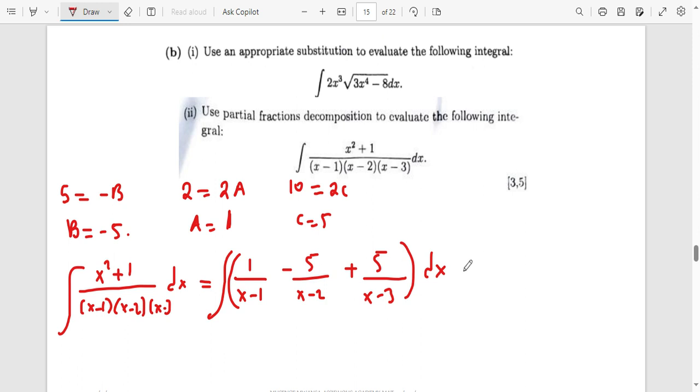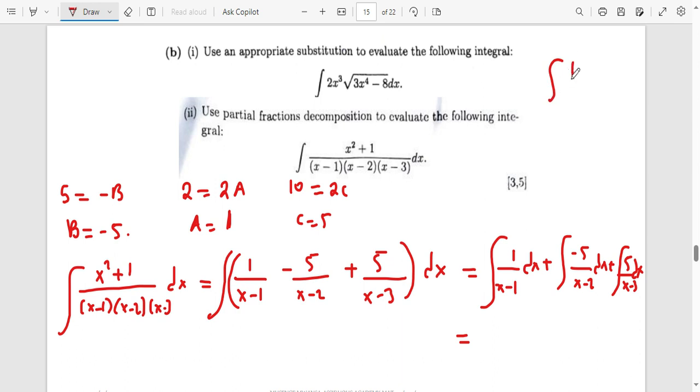If you have got an integral as this one, you can split the integral. So we're going to have the integral of 1 divided by x minus 1 dx, and then plus the integral of negative 5 over x minus 2 dx, plus the integral of 5 divided by x minus 3 dx. Whenever you have got the integral of 1 over x dx, this is always the natural log of whatsoever is in the denominator, that is x. So the integral of 1 divided by x minus 1 is the natural log of the absolute value of x minus 1, that term in the denominator.